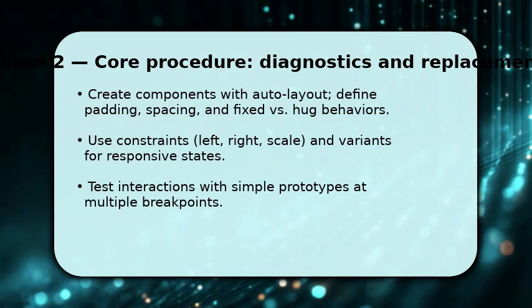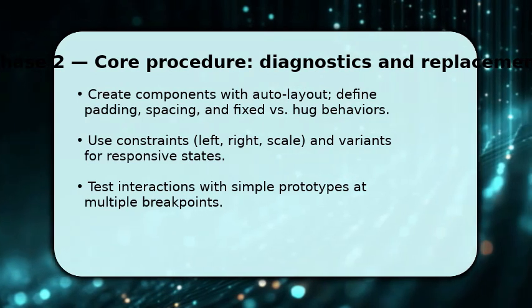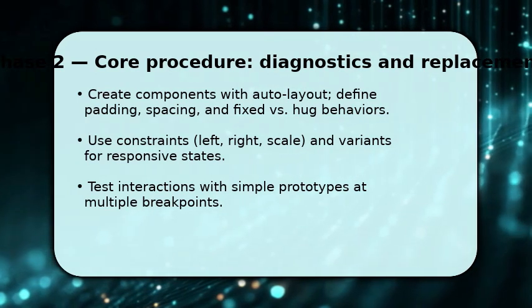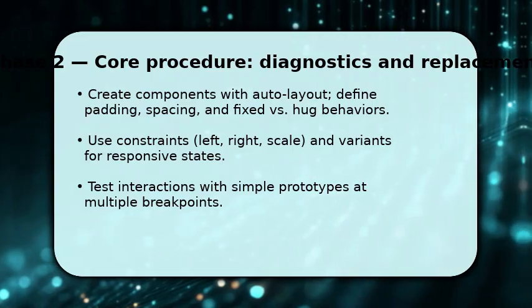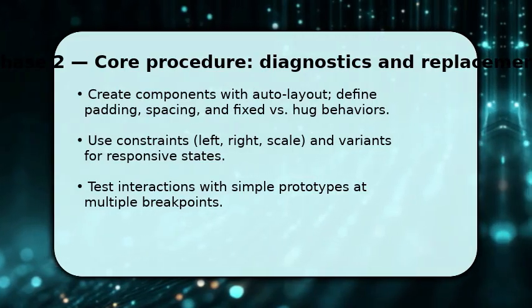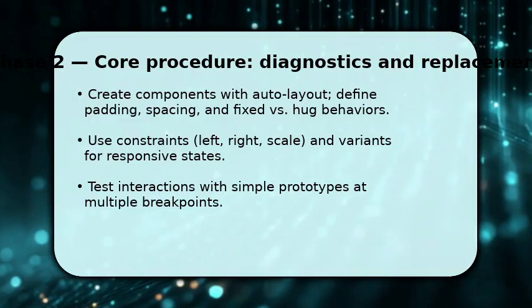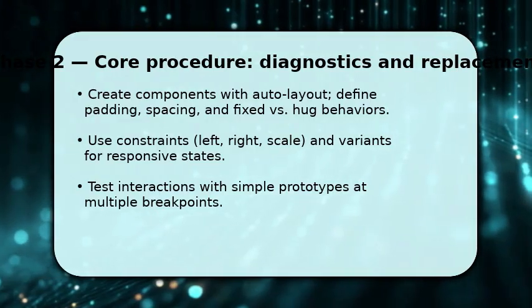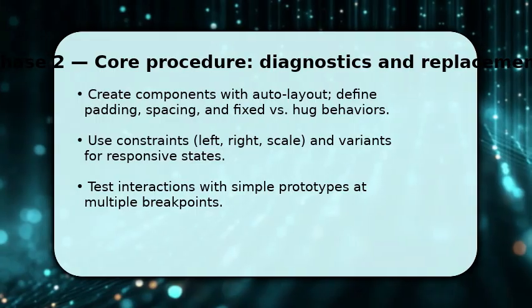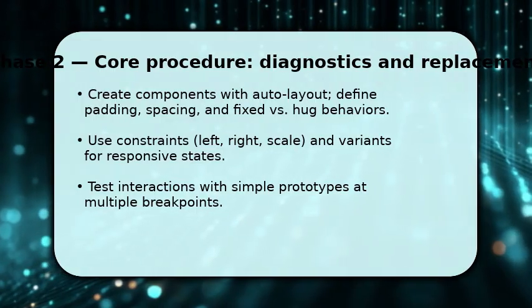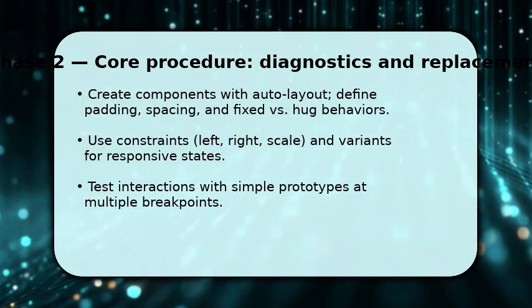Now build adaptive components using auto layout. Set padding, spacing, and define fixed versus hug content behaviors so elements grow sensibly. Use constraints, pin left, right, or scale, to control how each element reacts when a frame resizes. Create variants for responsive states like collapsed menus or stacked cards.